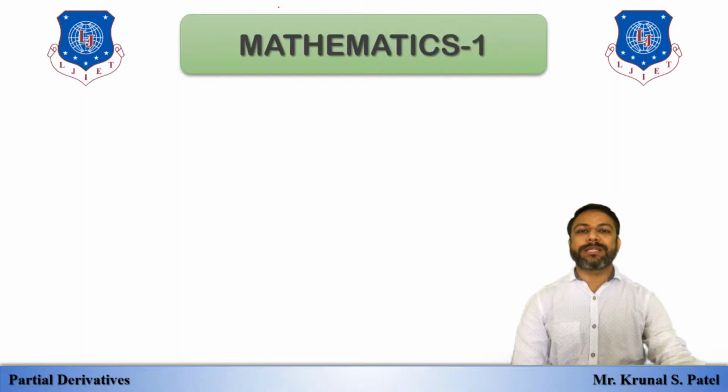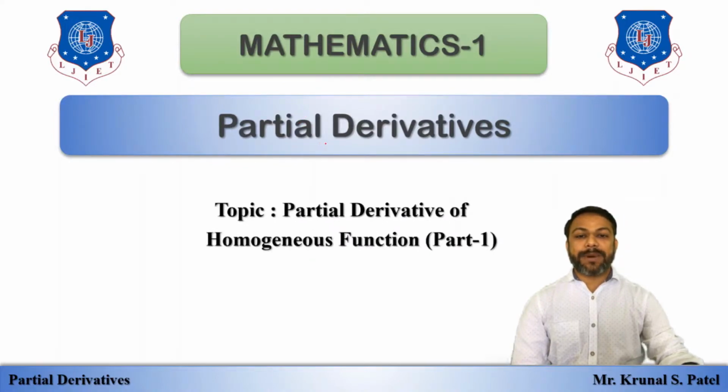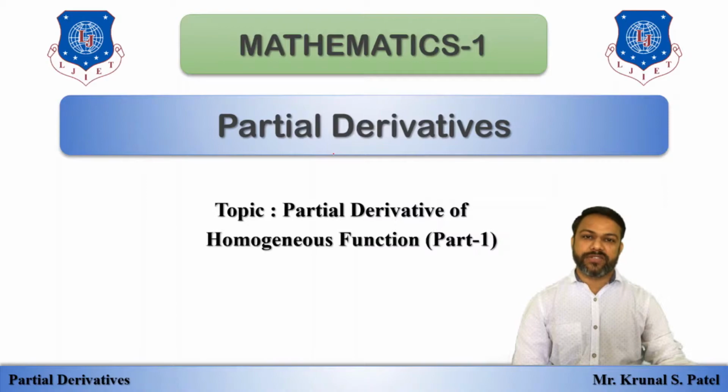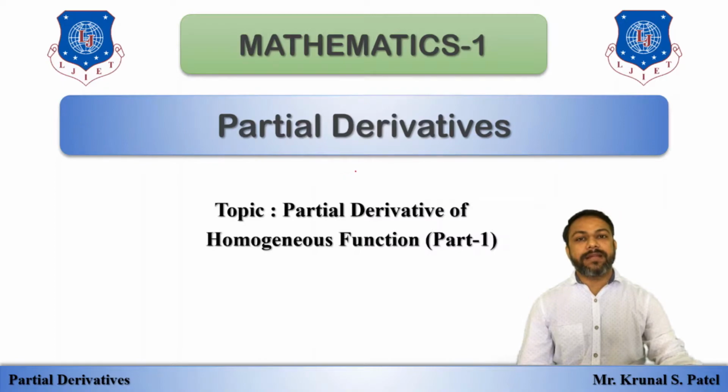Let's start with the course Mathematics 1 and the chapter is partial derivatives. Today's topic is partial derivative of homogeneous function, part 1. As we have seen what is homogeneous function and how we can check the given function is homogeneous, and if it is homogeneous then what is the degree of function we have seen in previous lecture. We will use that concept in this topic, okay, and this topic is divided into two parts.